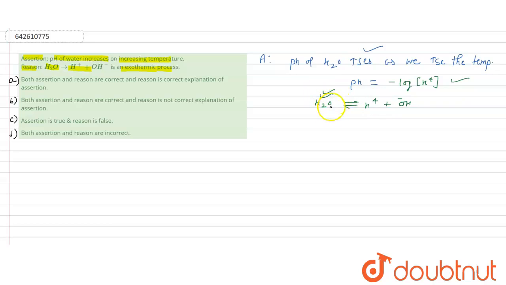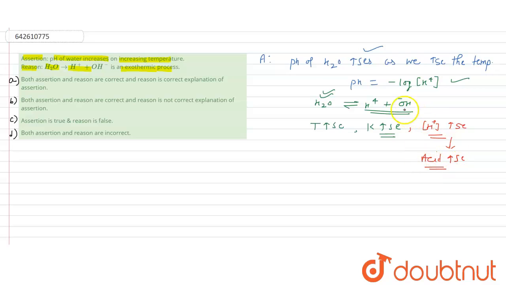As we know, the equilibrium constant is a function of temperature, so as we increase the temperature, K will increase. That means this concentration term also increases. As a result, the concentration of H positive ions increases. And we know that if there is an increase in the concentration of H positive ions, the acidic character increases.